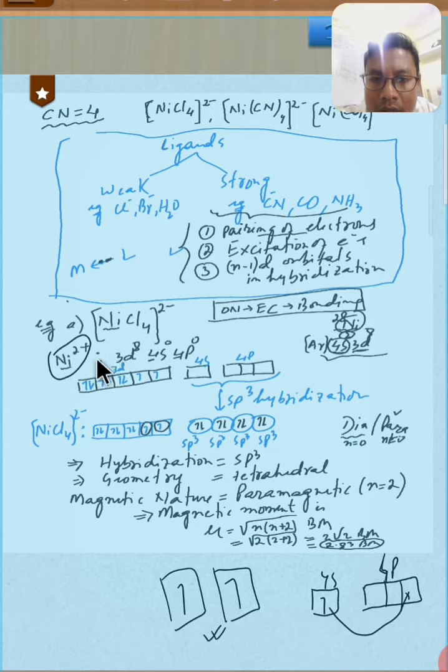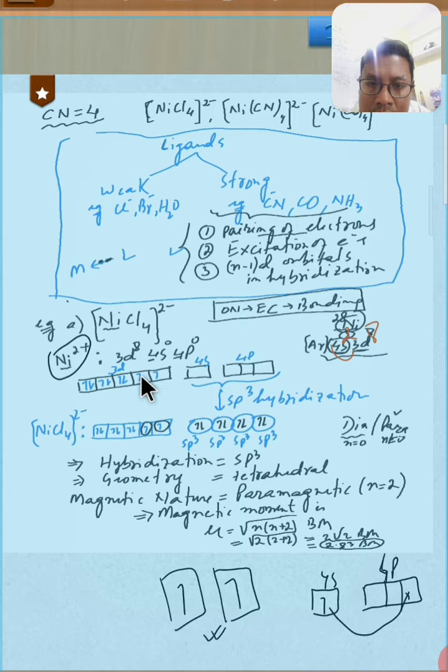Okay, so in nickel, the electronic configuration is 4s2 3d8. For writing Ni2+, we need to remove 2 electrons from 4s, not from 3d. So 4s will be 0, 4p is already 0, and 3d has 8 electrons. This is represented here.